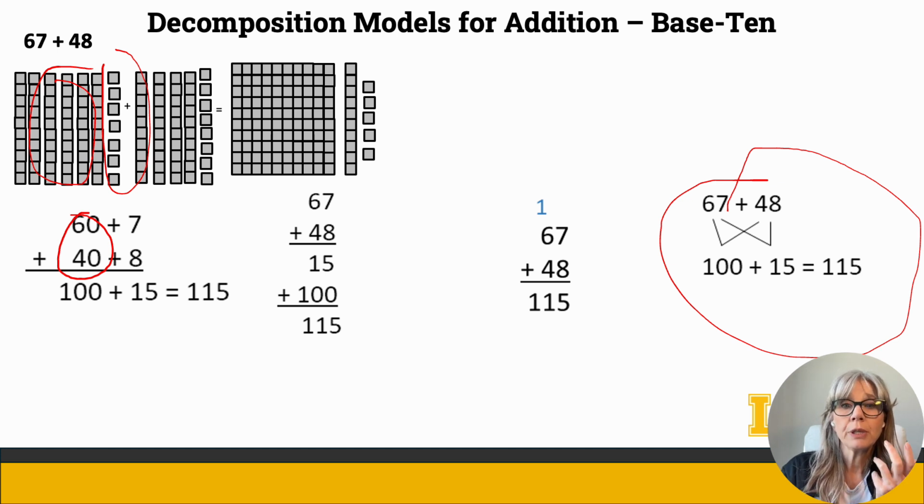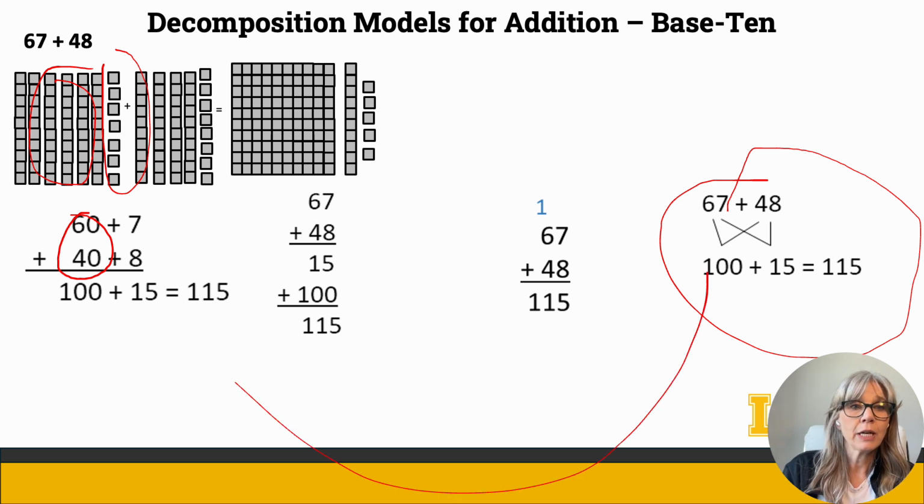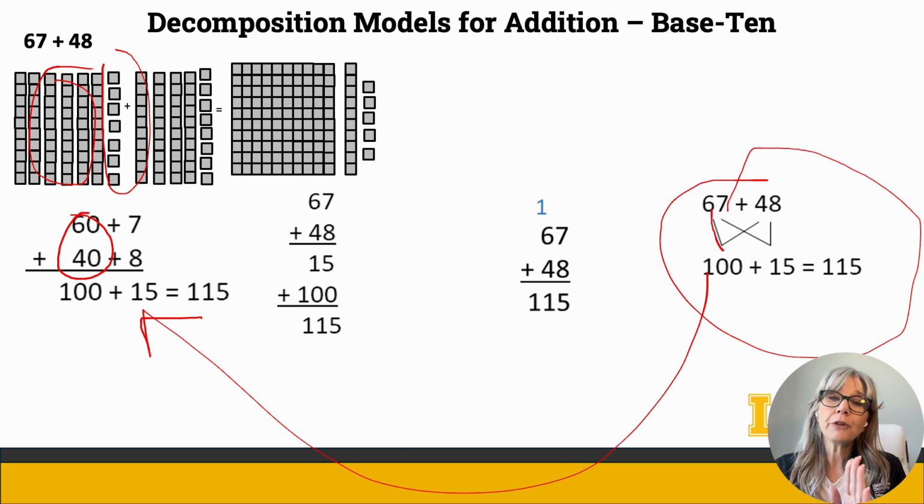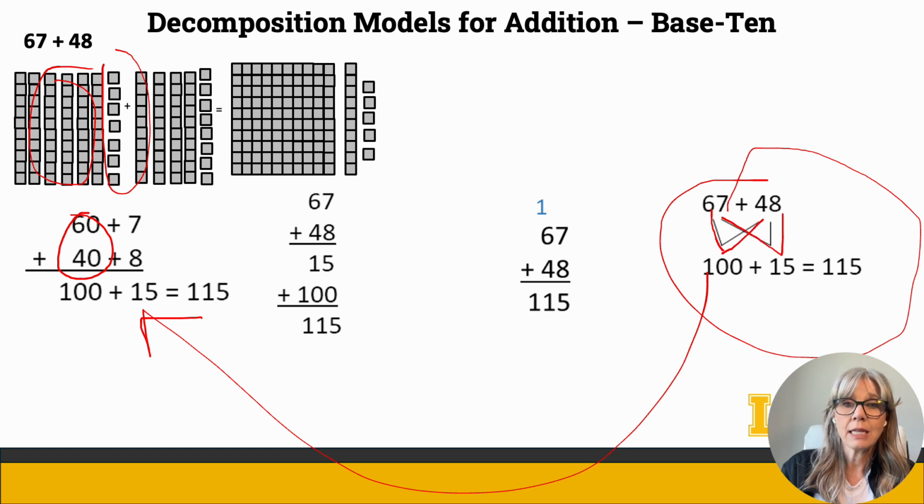So if we look at this tree diagram, it's the exact same as what's happening over here. It's just a little further on that continuum, moving towards abstraction, from concrete to abstract. So I'm taking my 60 and my 40, and then my 7 and 8. I'm just not writing it out in expanded form like I am over on the left.